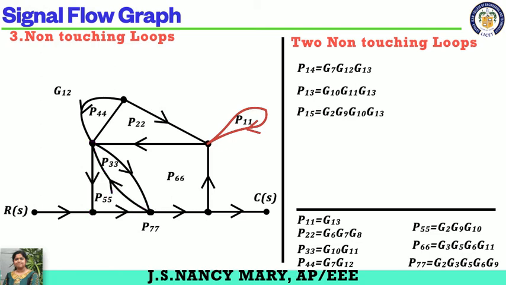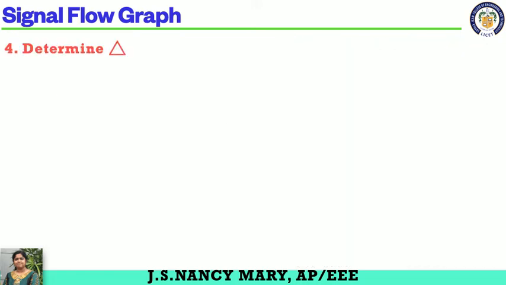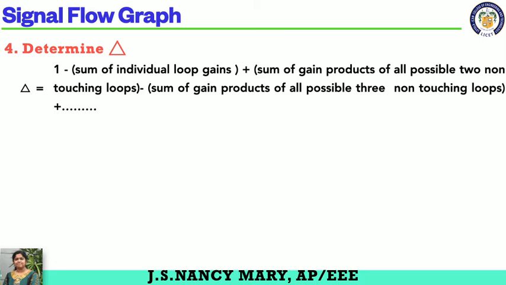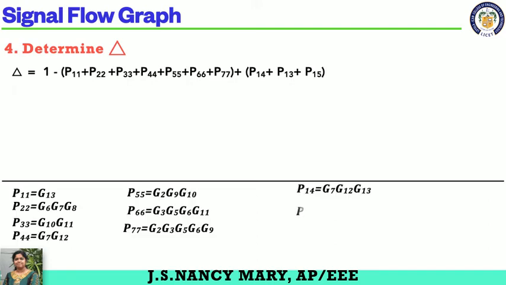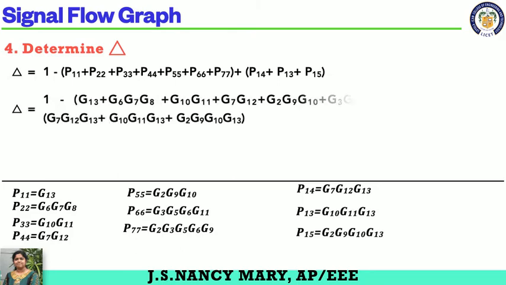So that's it. And then we have to find three non-touching loops. As there are no three non-touching loops, we are leaving it. Now determine the del. For del, you know the formula. We have individual loops and also two non-touching loops, so we are going to rewrite the equation like this: 1 minus the sum of P1 to P7, and also plus P14, P13, P15. If you substitute all the values, I'll get the equation like this. The del will be this one.